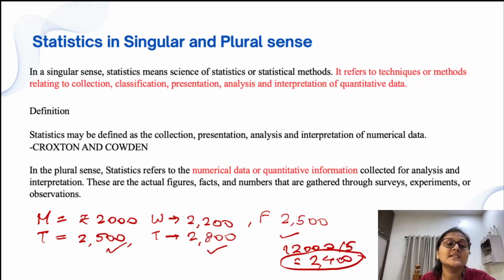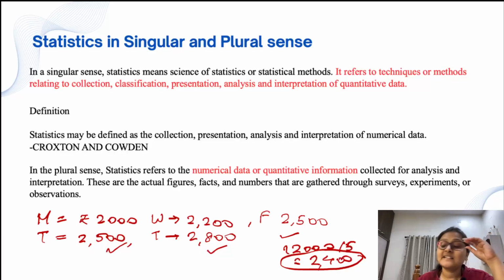So this is a reason for understanding business statistics for the shopkeepers, we can say the small shopkeepers, as well as for the bigger organizations. For the bigger organization, statistics is very much important. Right, so this is the importance of statistics.